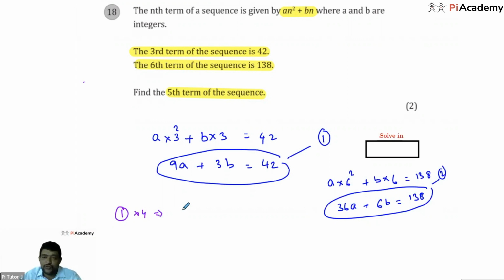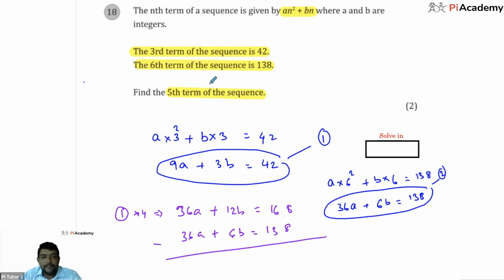For those who did not understand, it is 36A plus 3 times 4, 12B, is equal to 42 times 4. 42 times 4 is 168. And you have 36A plus 6B is equal to 138. Now you subtract these two equations. 36A minus 36A is gone. 12B minus 6B is 6B, and 168 minus 138 is 30. So B is equal to 5.